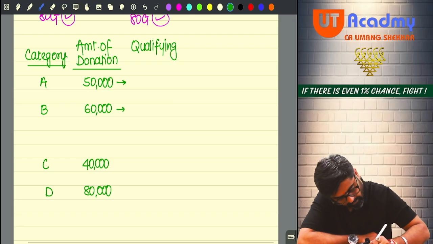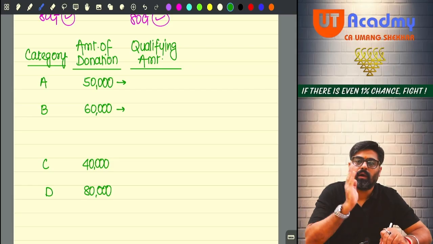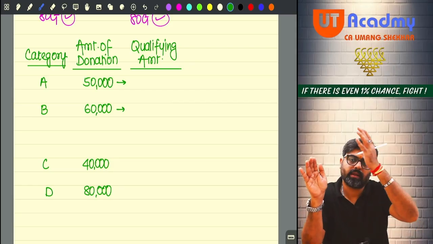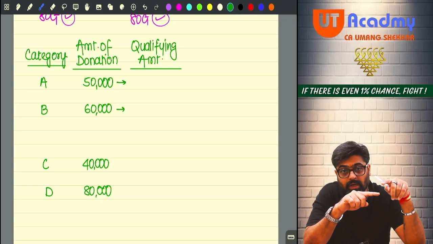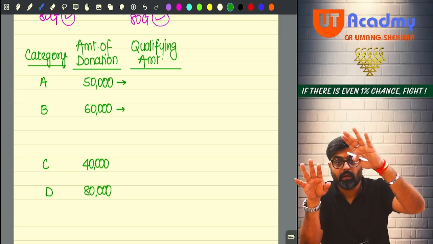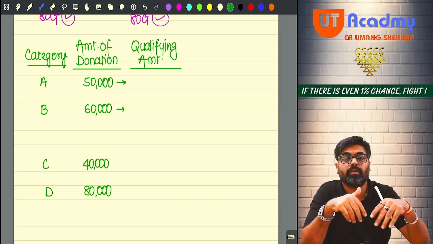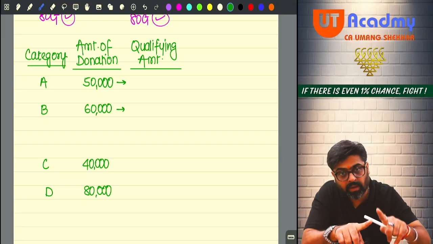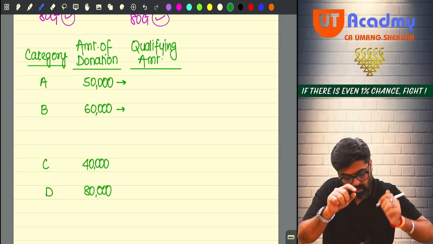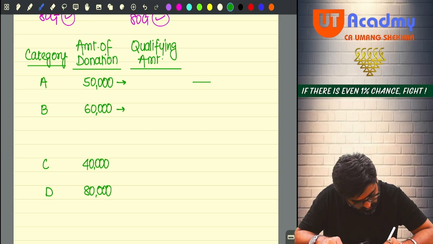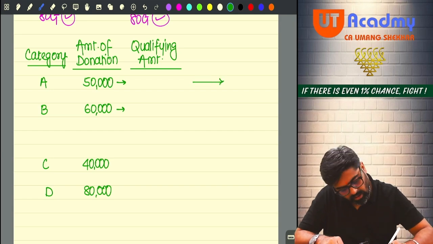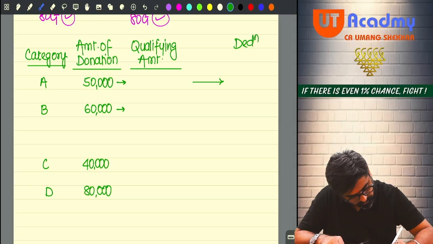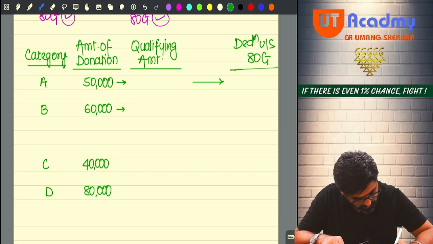Qualifying amount. Yes or no? 50 you have donated. Will that entire amount come in ATG? See, how much out of that will be allowed later on. First you tell me whether this 80 is a qualifying amount for ATG or not. Once it is qualified, then out of the qualifying amount the deduction will be allowed. So out of this qualifying amount, the deduction under section ATG will be calculated.